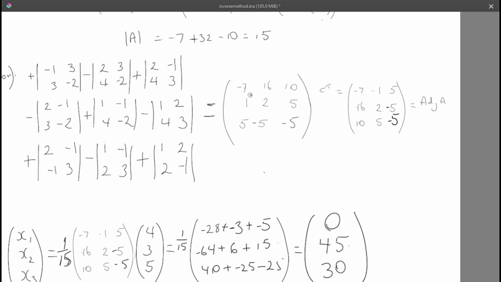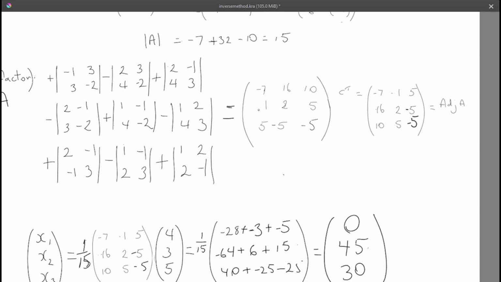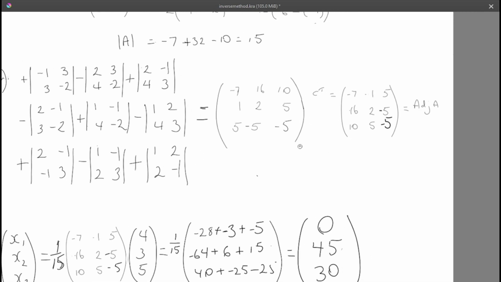But anyway, now we form this matrix here, which is the cofactor matrix. So negative 7, 16, 10, 1, 2, 5, 5, negative 5, negative 5. And we want to transpose this matrix now. So cofactor transpose, which is CT, will be equal to, all we're doing is we're taking this row and we're swinging it down to this side here. Alright, so coming across here as the column.